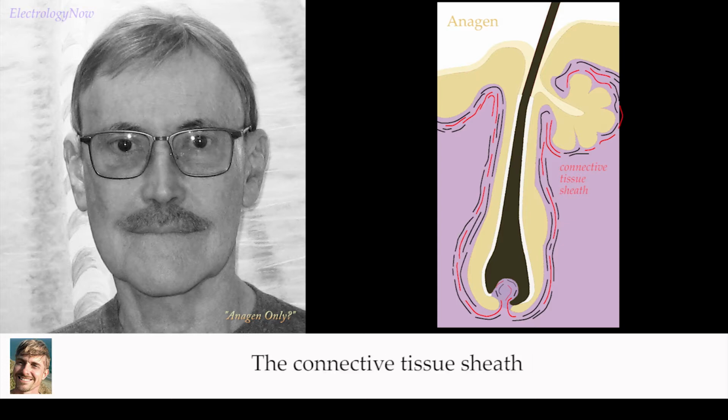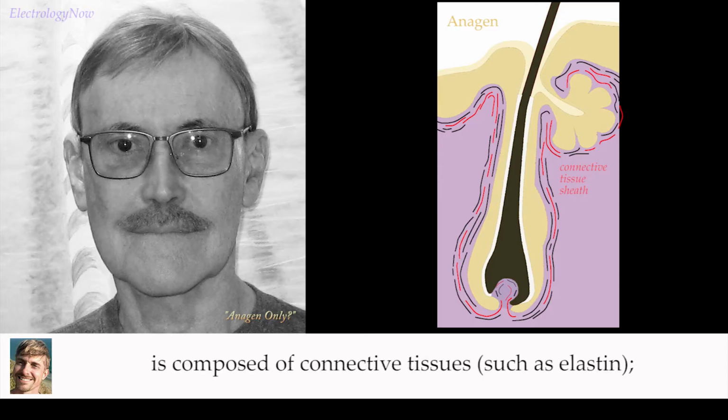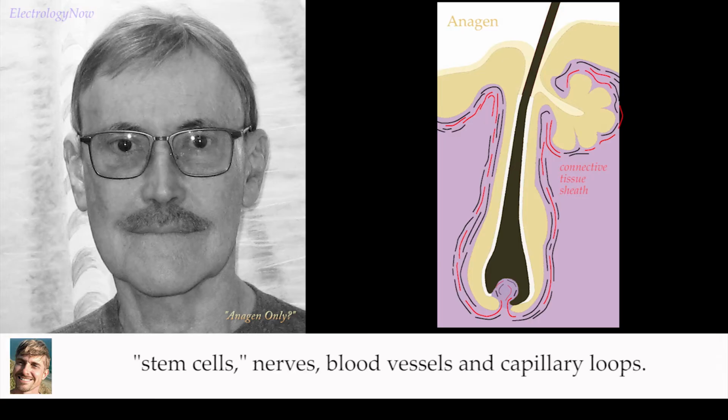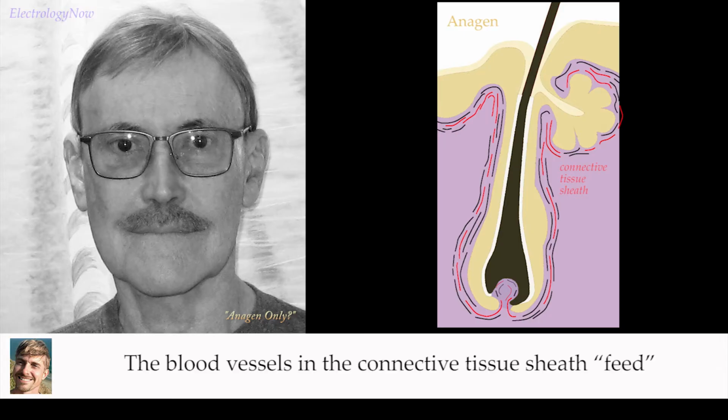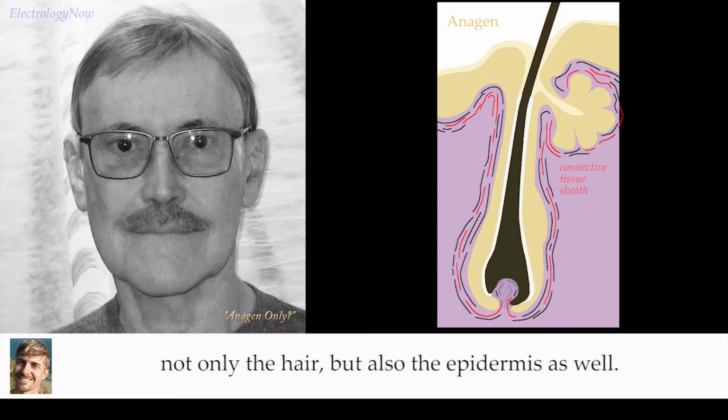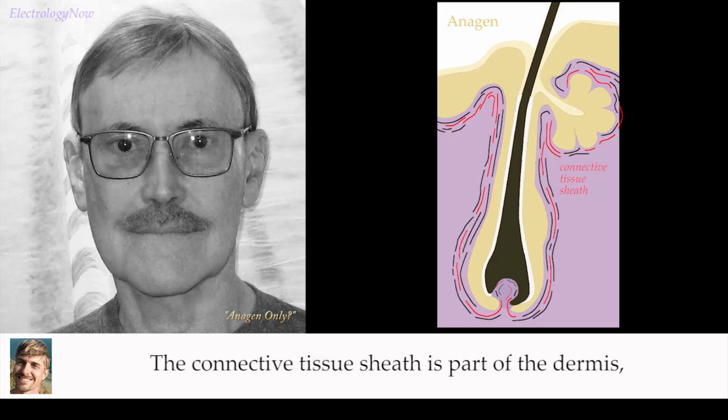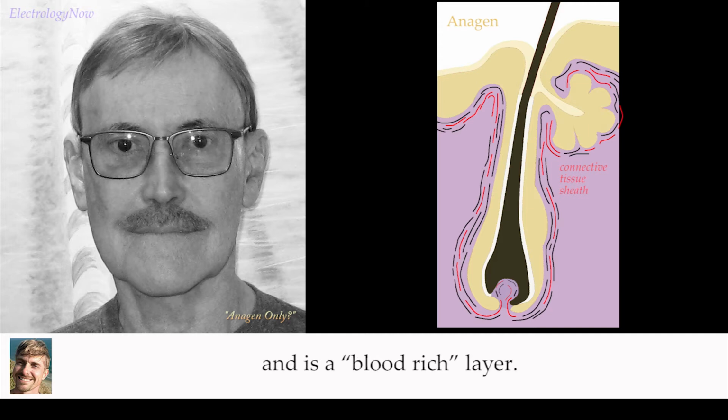The connective tissue sheath envelops the follicle and underlies the entire epidermis, every inch of our skin. The connective tissue sheath is composed of connective tissues such as elastin, stem cells, nerves, blood vessels, and capillary loops. The blood vessels in the connective tissue sheath feed not only the hair, but also the epidermis as well. The connective tissue sheath is part of the dermis and is a blood-rich layer.